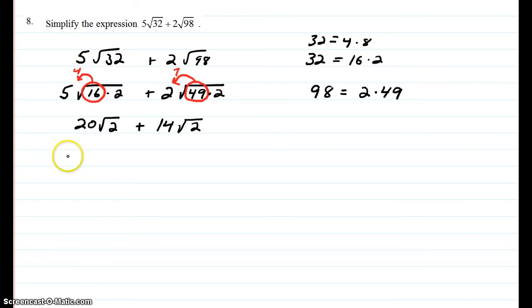And now we can combine our like terms. So we combine the 20 plus 14 to give us 34. And then rad, just like when you add 2x plus 3x, it stays x. You don't change what's underneath the square root. So it's just 34 rad 2.